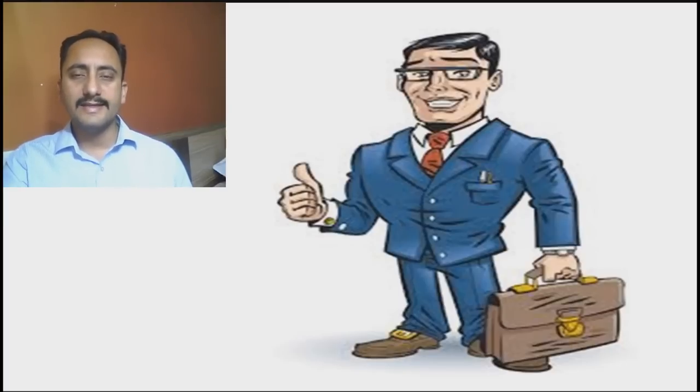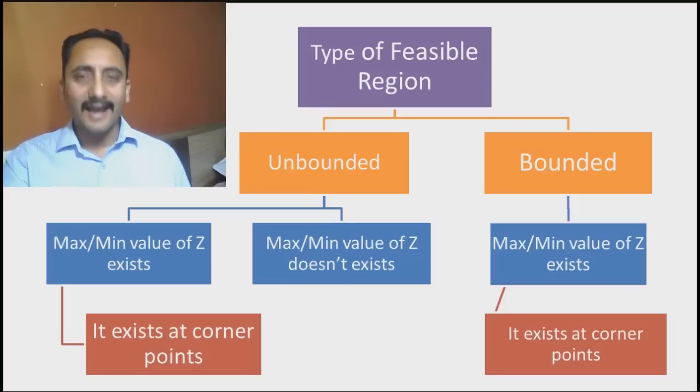Now let's see, what if our feasible region is unbounded. In case the feasible region is unbounded, then for the given problem, the maximum or minimum value of the objective function may exist and it may not exist. It depends. But one thing is sure, in case the maximum or minimum value of z exists, it will exist at the corner points only.